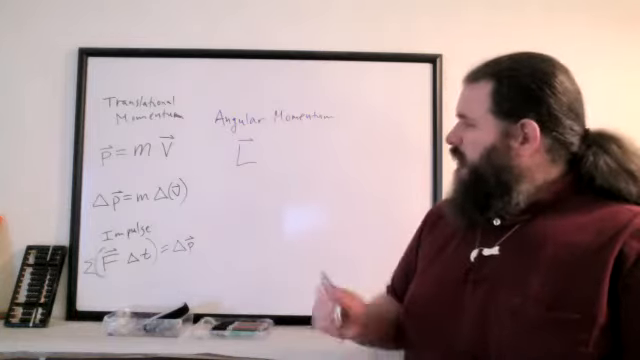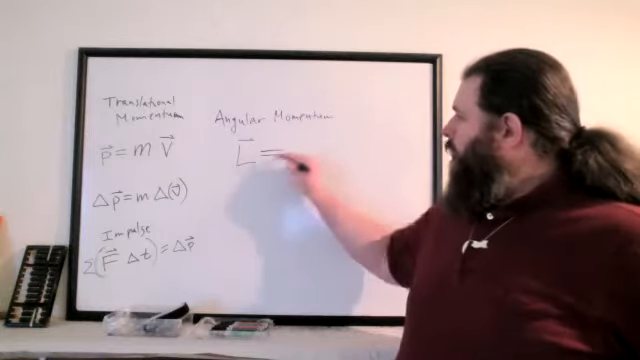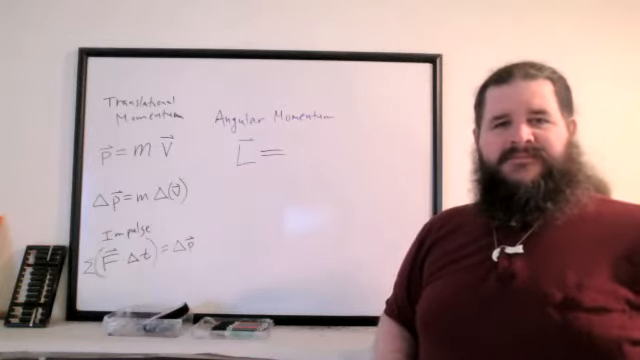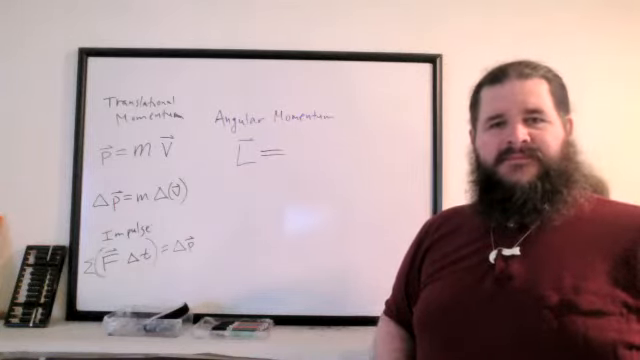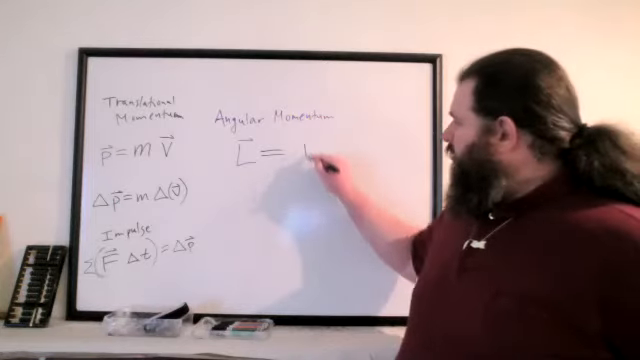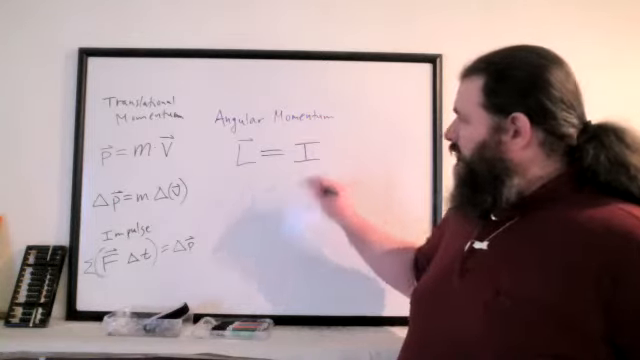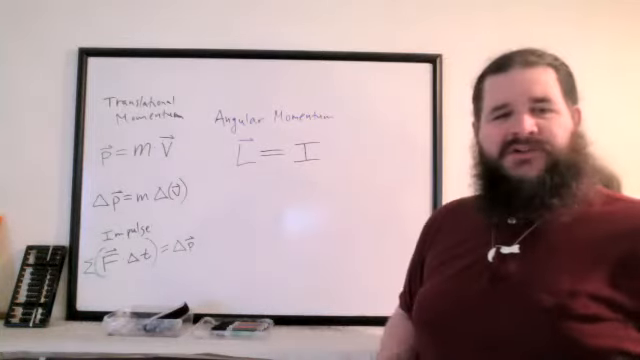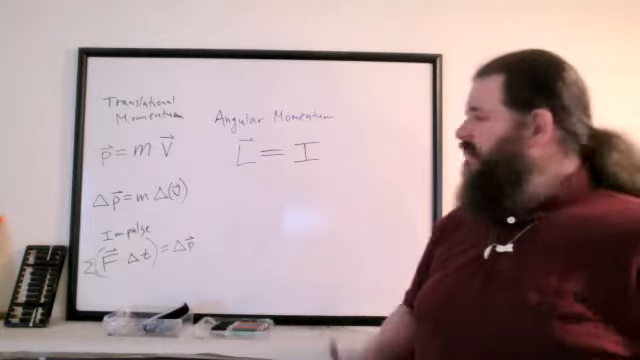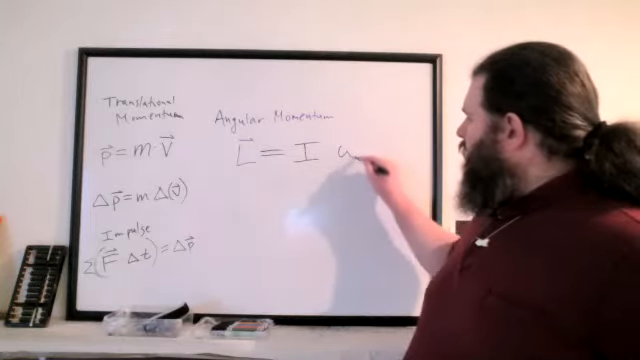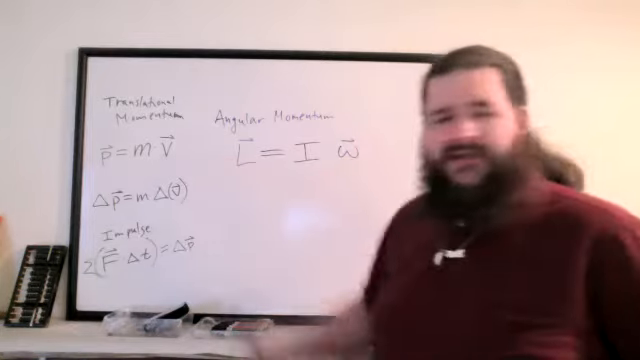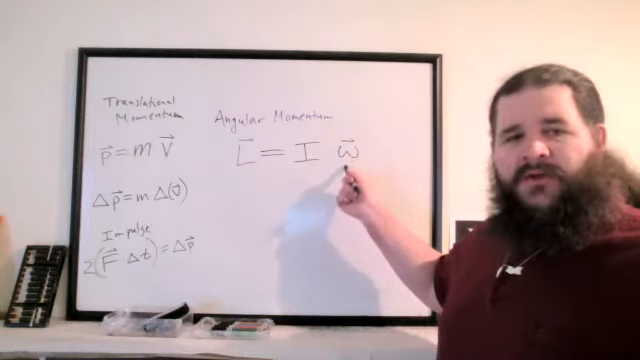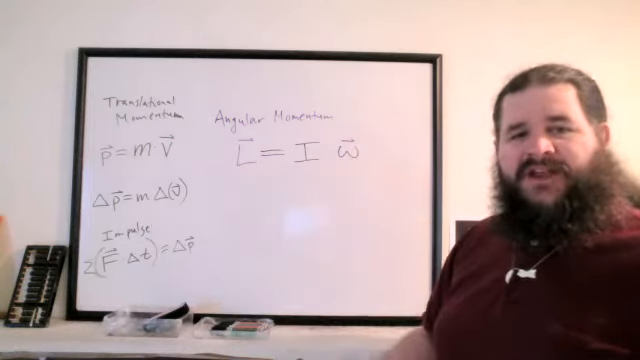For the rotational version though, angular momentum, what's the rotational version of mass? I times omega. Yeah, moment of inertia serves the same role for rotation that mass does for translational motion. Moment of inertia is the rotational difficulty, how difficult it is to change the rotation. And then omega, the angular velocity, is the rotational version of velocity. So this is still talking about how fast it's going, multiplied by how difficult it is to change that.